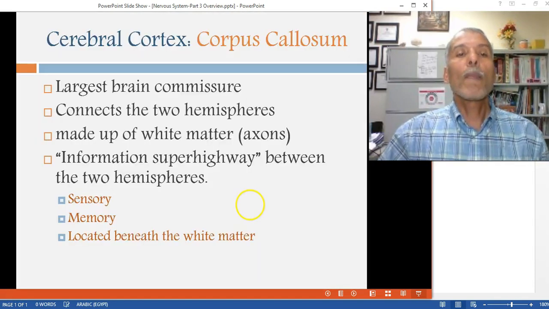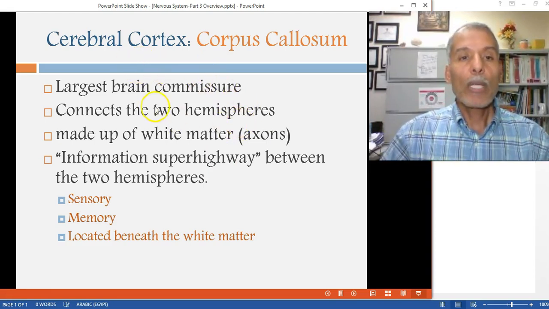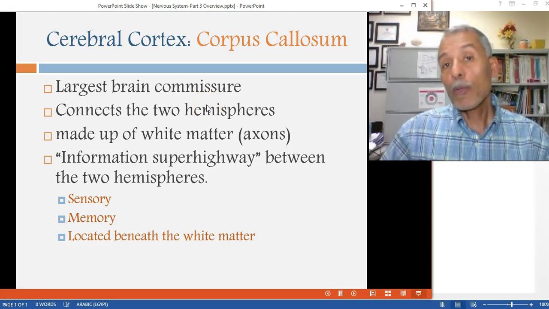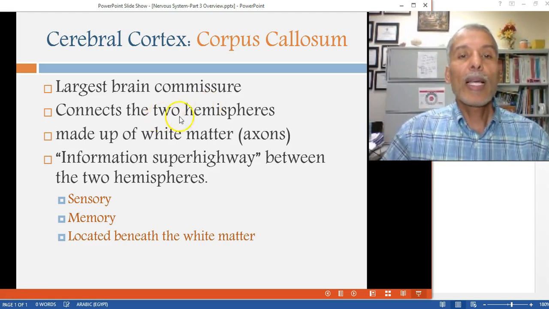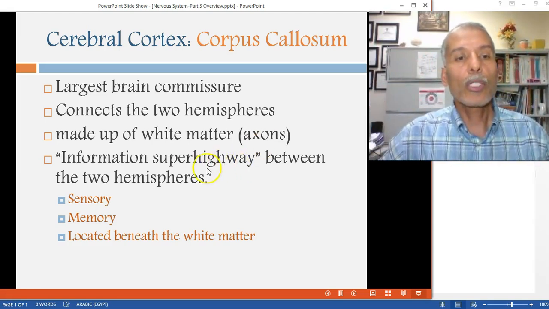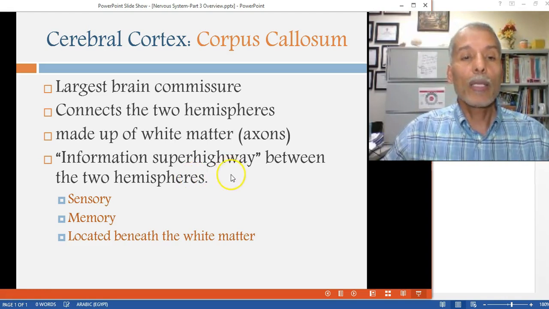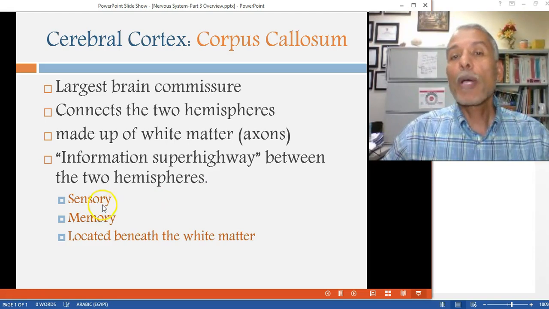The corpus callosum is considered part of the cerebral cortex. It's the largest brain commissure. Commissure means pathway. It connects the two hemispheres. It is made up of white matter. The axons that come from the right and the left basically unite at the corpus callosum. And it is the information processing superhighway in the brain that connects the two hemispheres. So it has sensory pathways crossing left and right, and motor pathways crossing left and right.